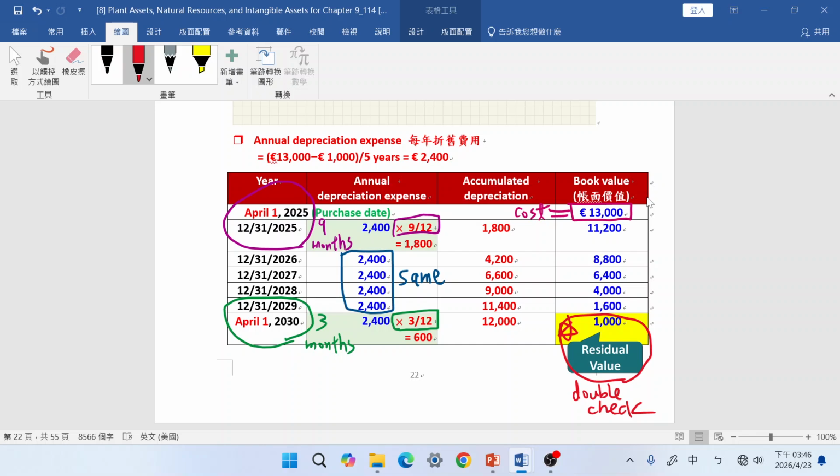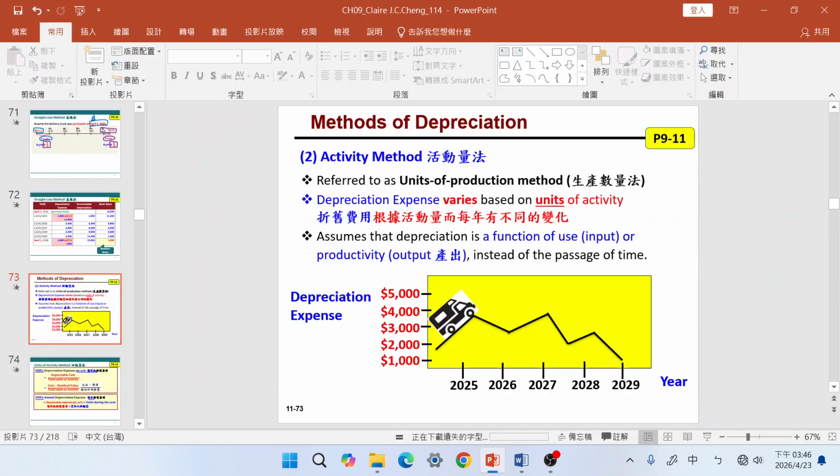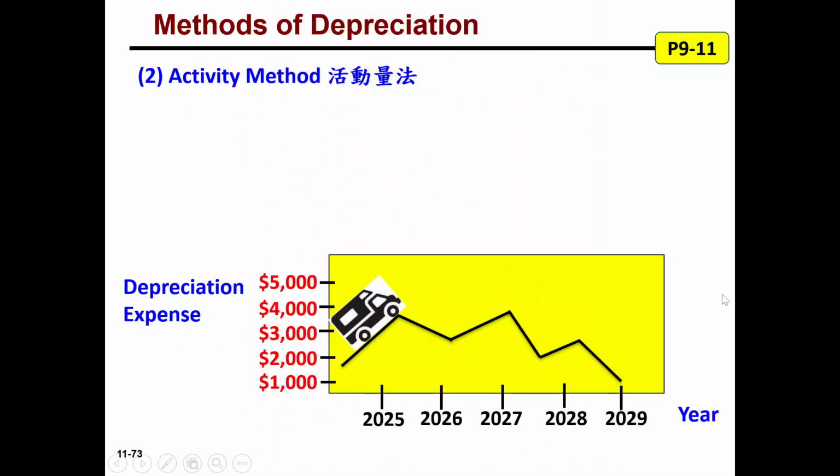So what's the second method? Crazy guy. So let's talk about the crazy guy. Can we move on? Or should I wait? Okay, so let's go to the crazy guy. On your slide, page 73. Activity methods. Units of activity method. So when we talk about activity method, 活动量法, also you can call it units of activity. They are the same.